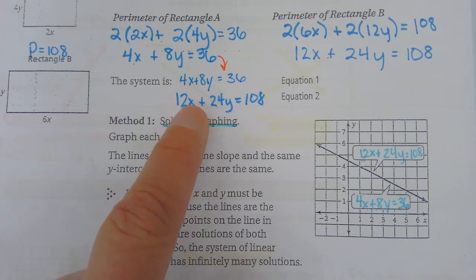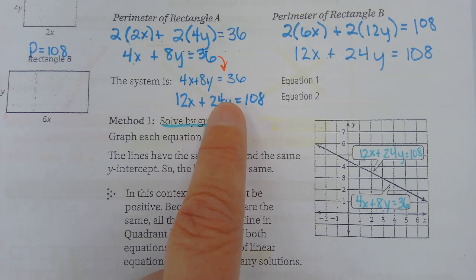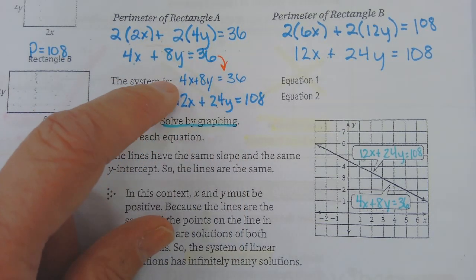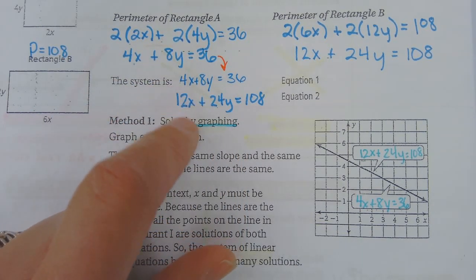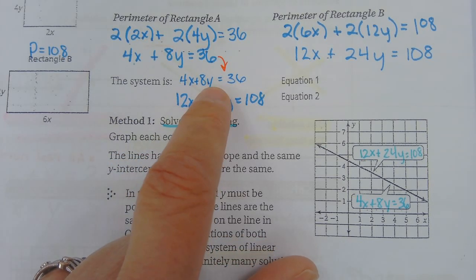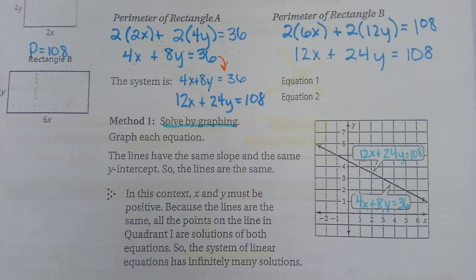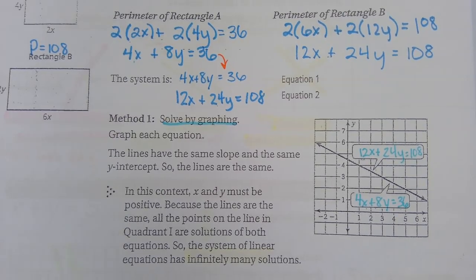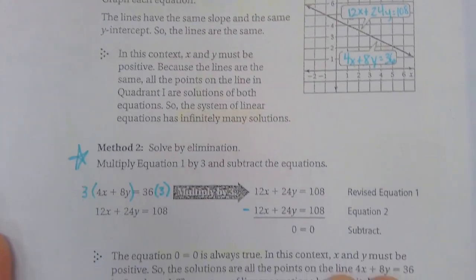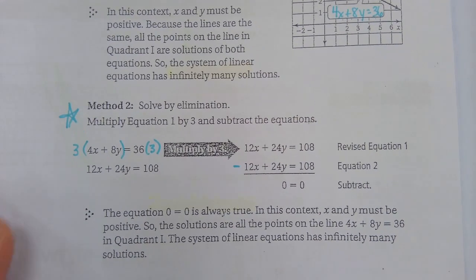Also, if you look at the two equations, we quickly noticed that if you took 4x times 3, you get 12x. 8y times 3 is 24y, and 36 times 3 is 108. So if you see that you can multiply or divide by the same number and get the other equation, that also means it's going to be the same line and that it's infinitely many solutions.